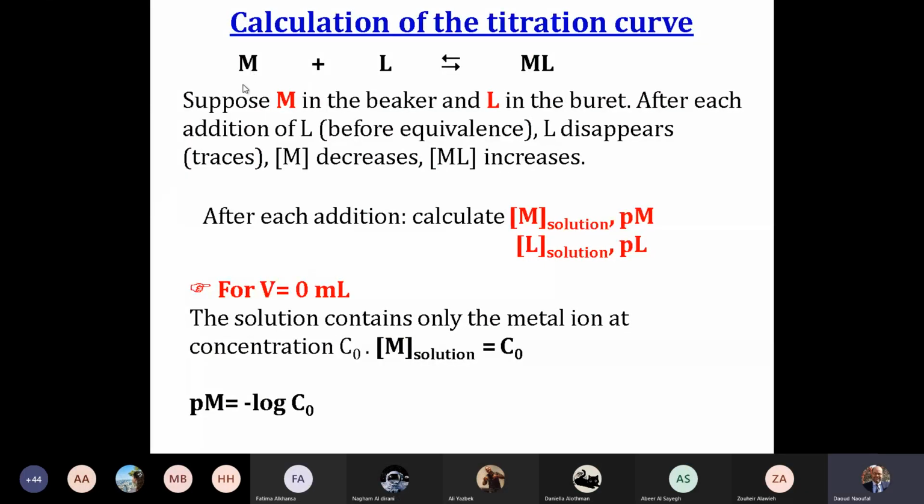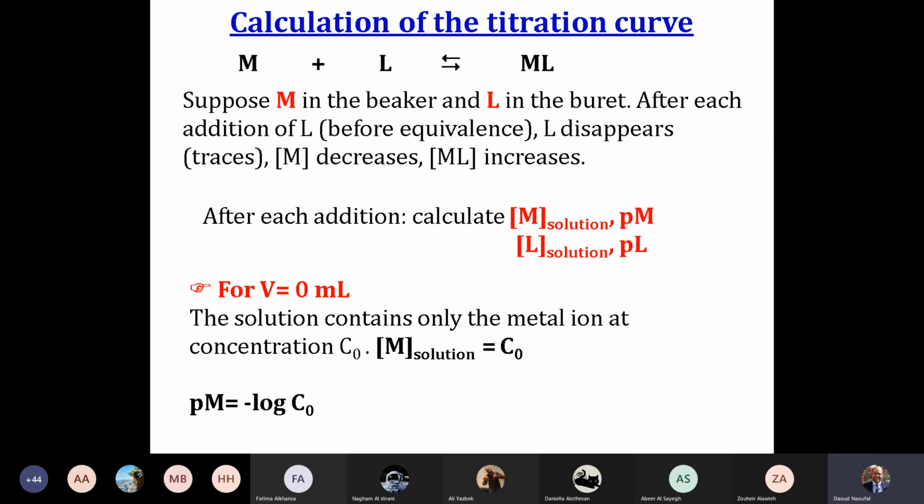So, analysis of the titration curve. Suppose we have M in the beaker and L in the burette. After the addition of L, before the equivalence, the L added will disappear completely. The concentration of M will decrease, so the concentration of ML increases. Before equivalence, L added is limiting.